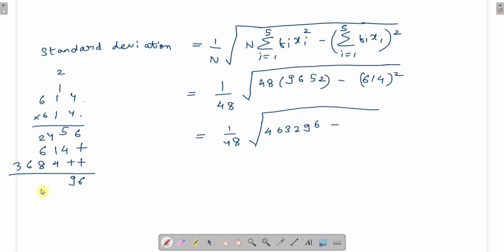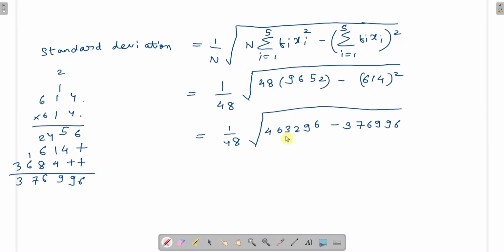So 6, 5 plus 4 is 9. 4 plus 1 is 5. 5 plus 4 is 9. Then this will be 2 plus 6 is 8. 8 plus 8 is 16. 6 plus 1 is 7 and 3. Okay. So 3, 7, 6, 9, 9, 6.